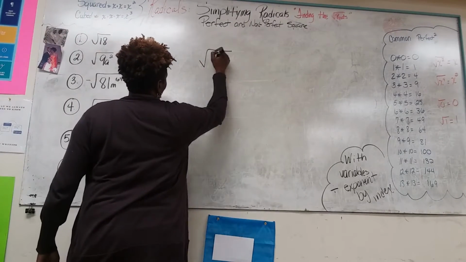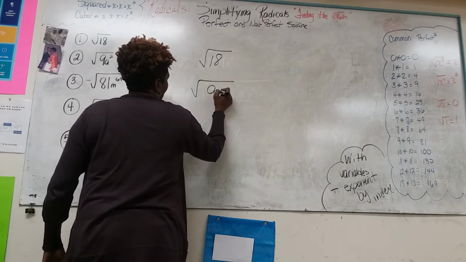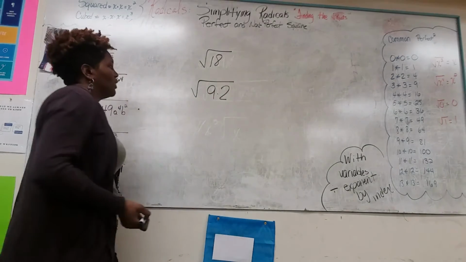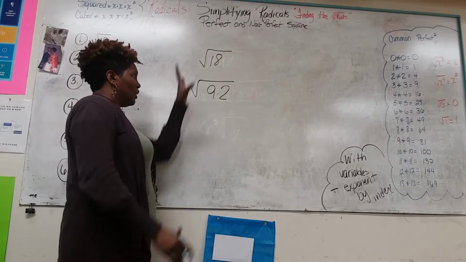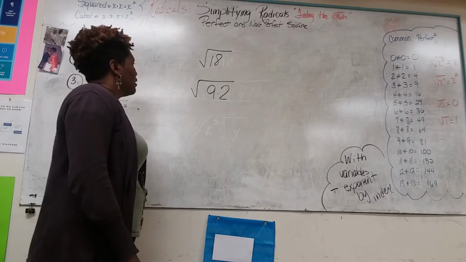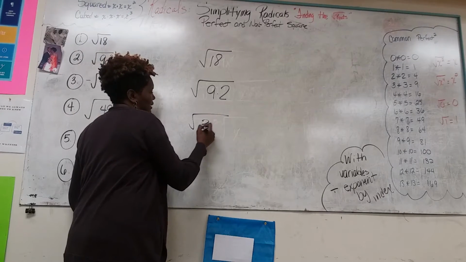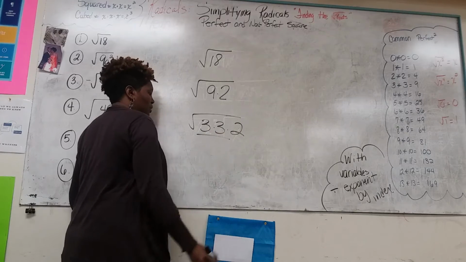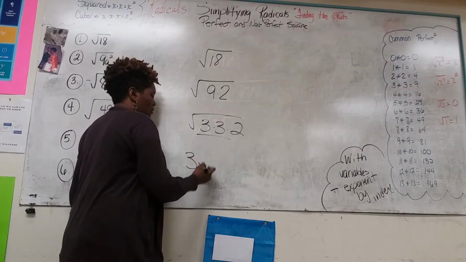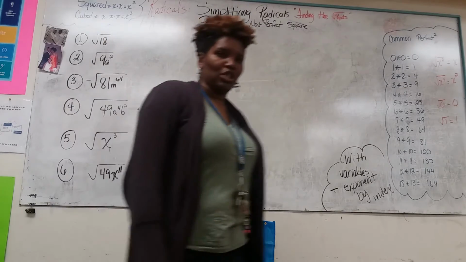So the square root of 18, I know that 9 times 2 equals 18, and I'm putting all of that under the radical sign. So 9 times 2 is basically saying 3 times 3 times 2. I have this number twice, so I'm going to boot that 3 from under there. And my answer is going to be 3 square root of 2.